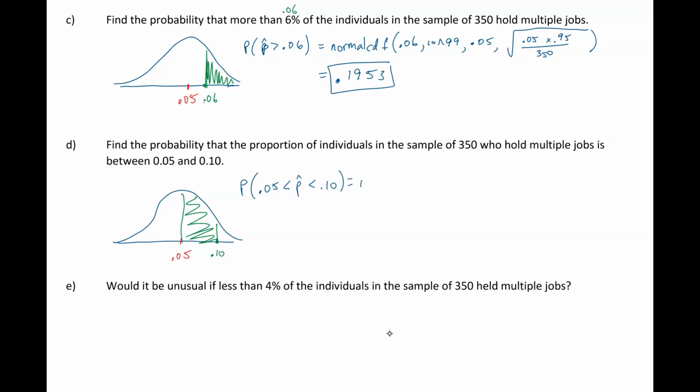That's going to be normal CDF, 0.05 to 0.10, either way. 0.05 is also the mean, and then that big old square root. Almost the last time we have to write that down. All right, remember you can always just pause the recording. I actually am while I go use my calculator.